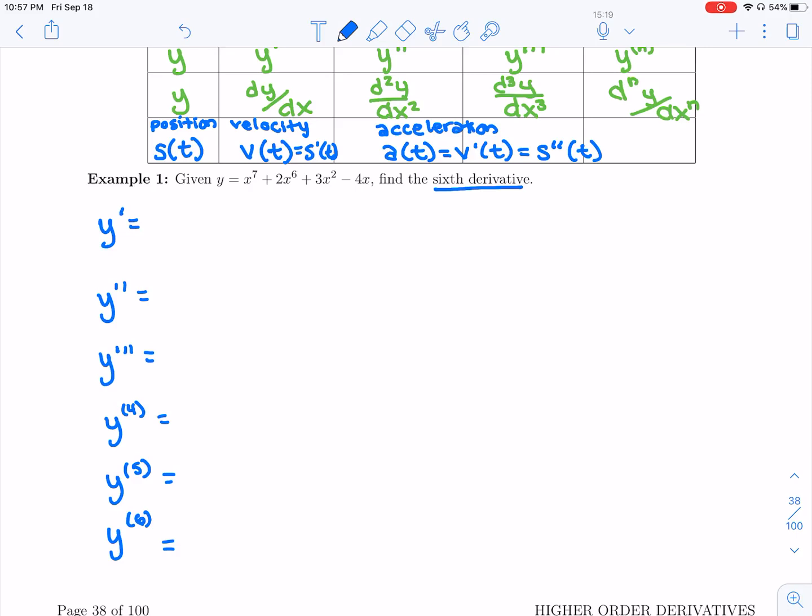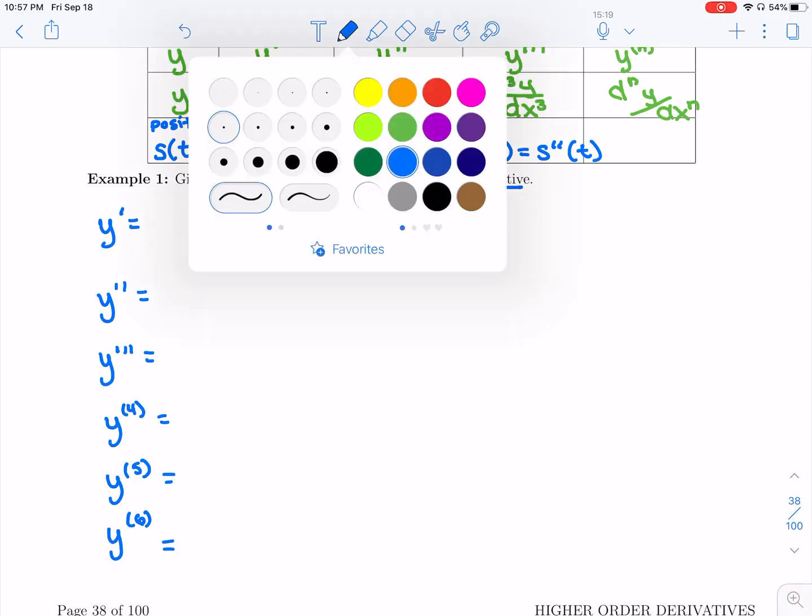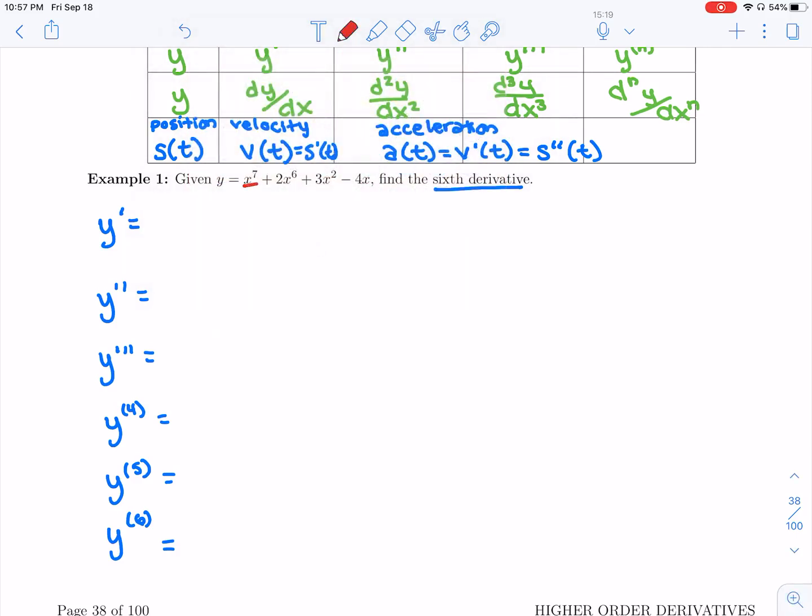All right, so my first derivative, as usual, I'm going to take the derivative of x to the 7th. So bring down the power, I have 7x to the 6th. Next one, bring down my power, 6 times 7 is going to give me 42x to the 5th.